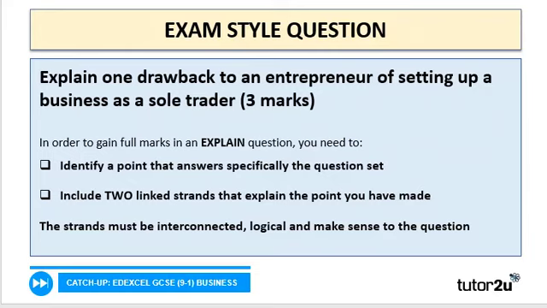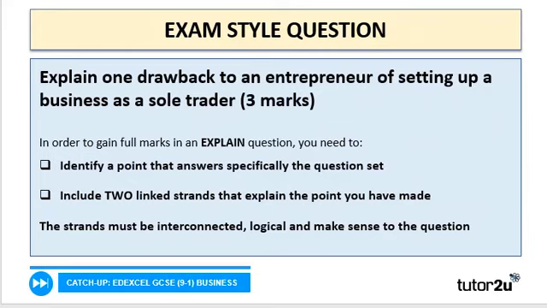After you've made your point, you then need to include two link strands that explain the point that you have made. Now, these strands need to follow on from the point, as I've said, and therefore they must be logical and interconnected. And therefore, you need to use connectives such as this means that, therefore, as a result, in your answer to show that you are explaining your point. Rather than listing several drawbacks, you must make sure you just explain one drawback in your response.